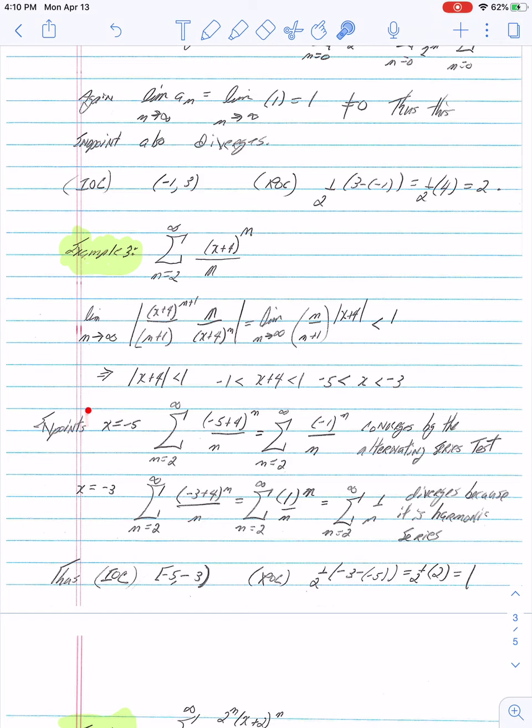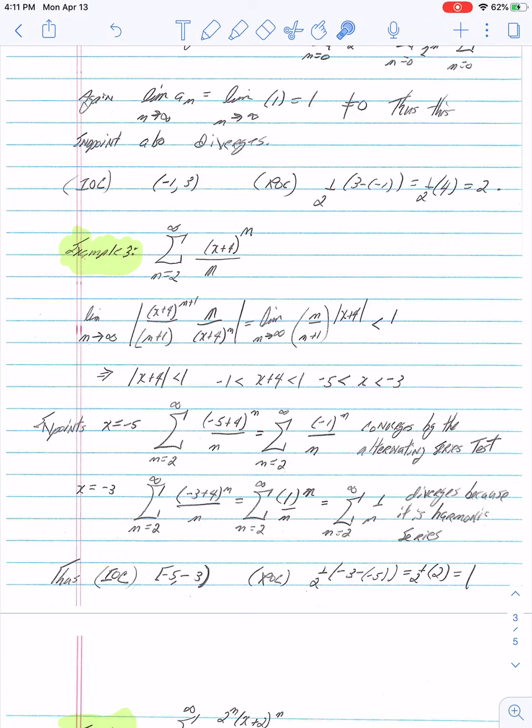So when x is minus 5, I stick in minus 5 up here. I get what? Minus 5, add 4 to the n, all over n. I get this series, minus 1 to the n over n running from 2 to infinity. Well, what does that do? I claim that that converges, we've seen that before, by the alternating series test. All right, so when x is minus 5, it converges. That means I include minus 5 in my interval of convergence.